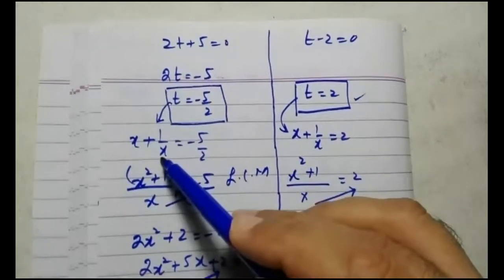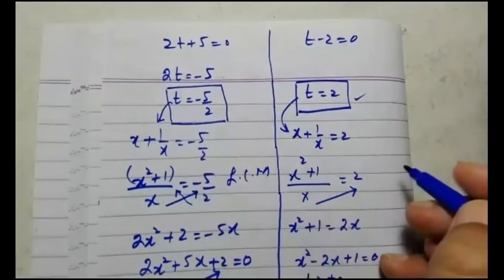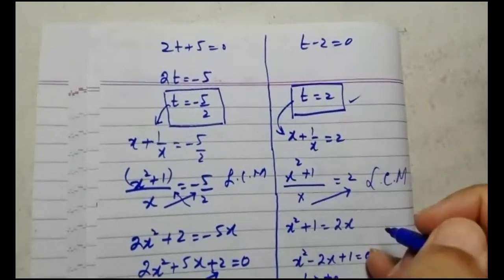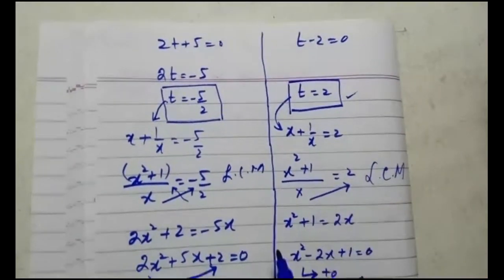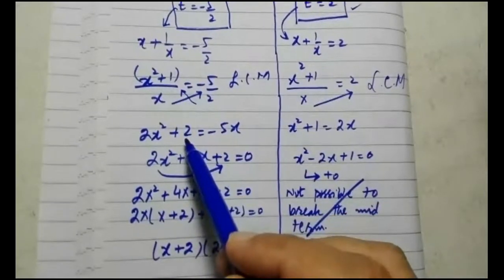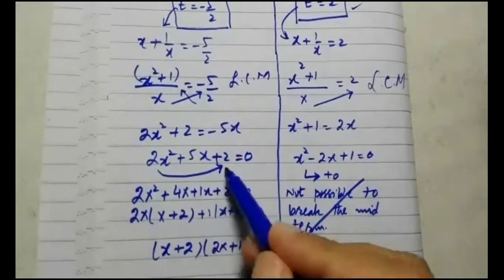So we will take the LCM. Same we have done right here. We have taken the LCM. In both of these stages, we have taken the LCM. So by taking LCM, you will do the cross multiplication, and then once the multiplication is done, you will put them in some order, like in the form of quadratic equation.